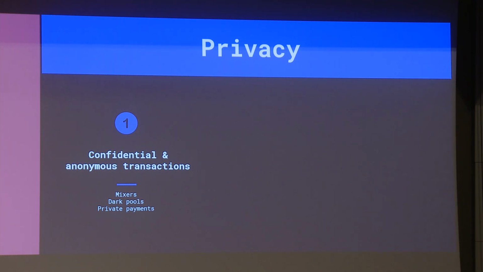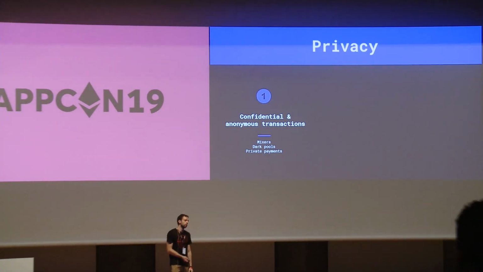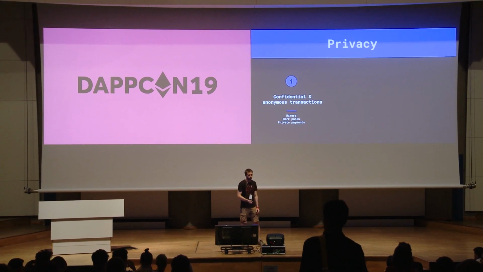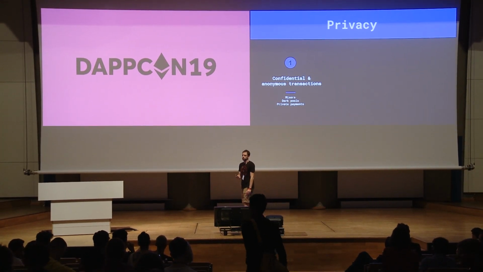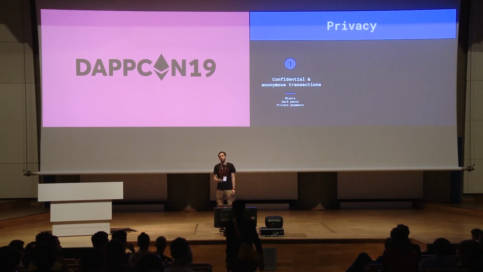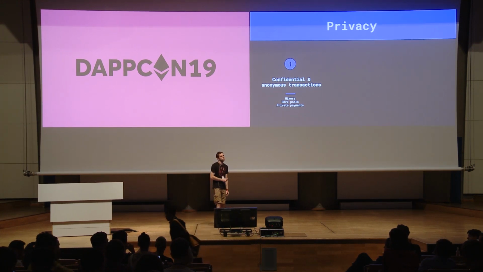Confidential is a slightly different property, you just hide the amounts. You can have both properties or just one of them. Maybe it's going to be difficult from a regulatory standpoint to defend anonymity. Maybe confidentiality is easier, or maybe we need both. It's going to be up to you to decide what you want to use for your Dapp.